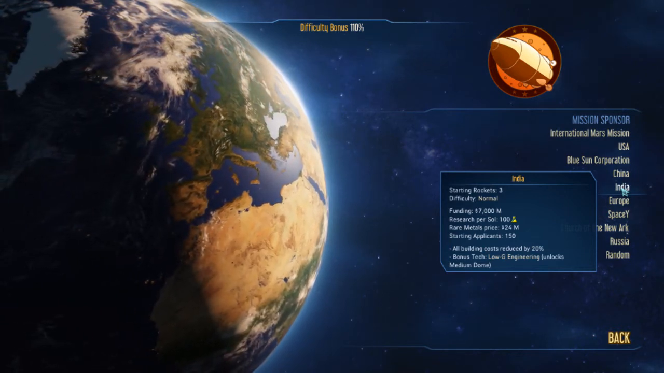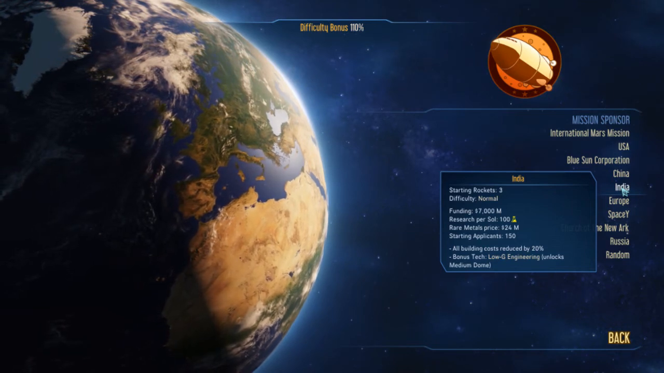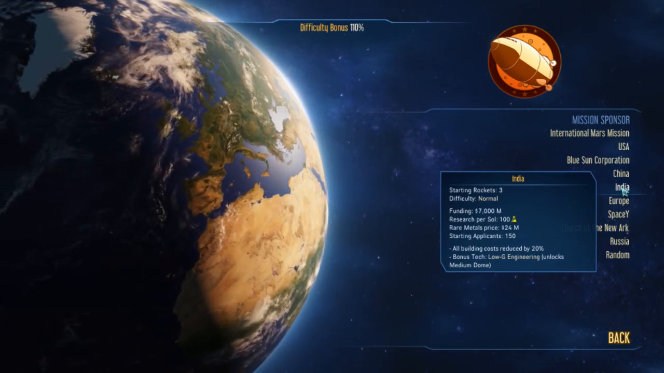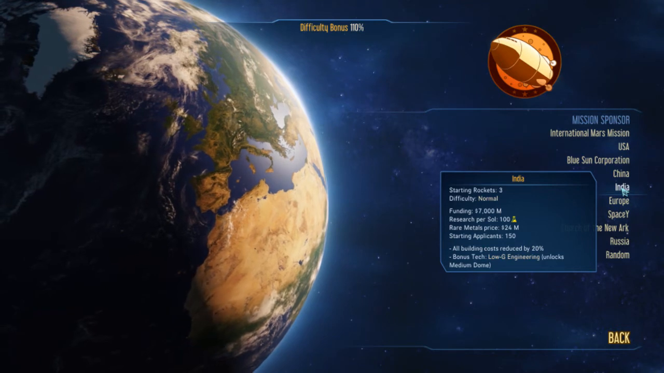And they're deep enough into the tech tree that often you will not have access to medium domes by the time you get to your first dome being built.